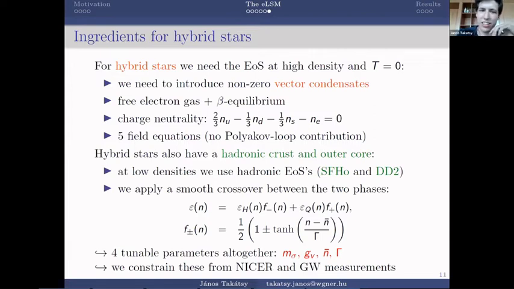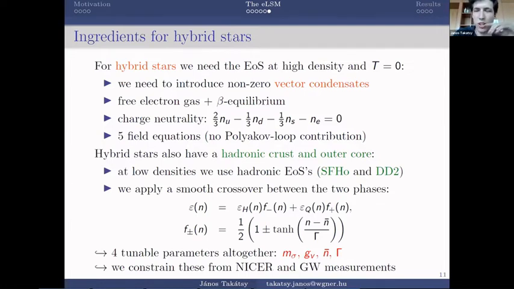So at low densities, we use the hadronic equations of state. We choose the SFHO and DD2 equations of state as representative equations of state.